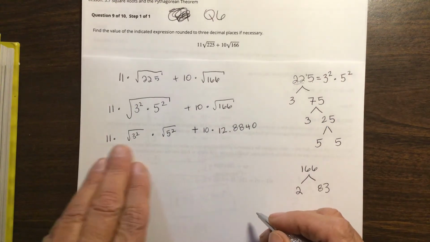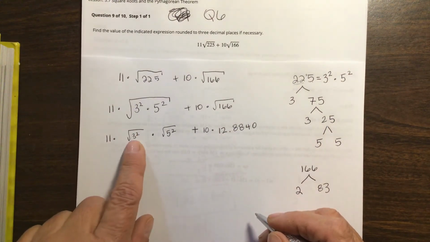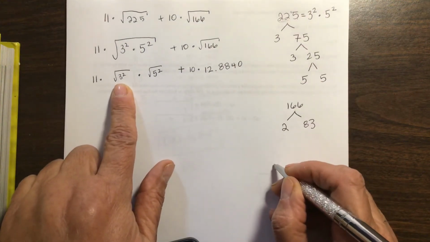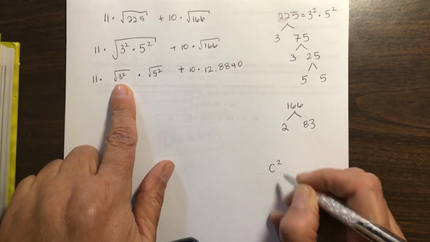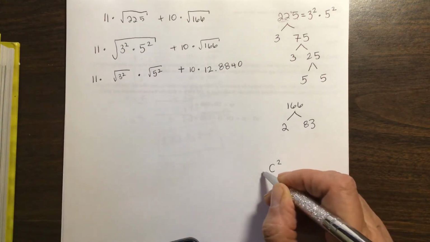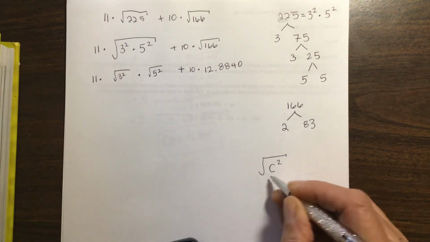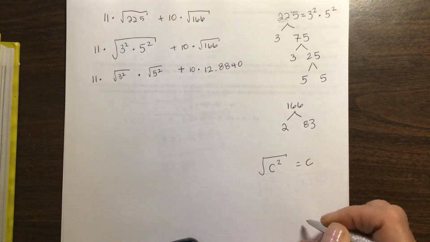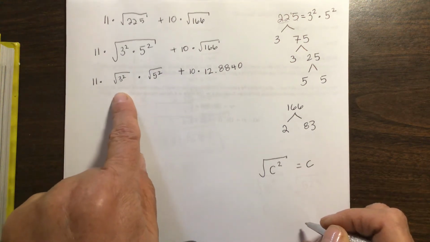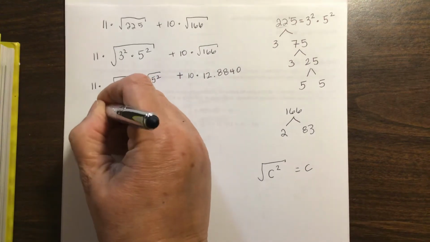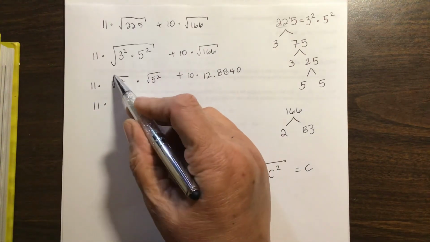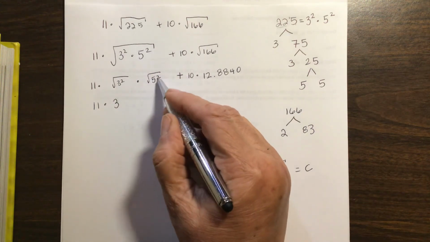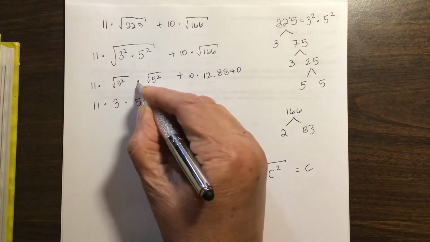okay, now back over here, thinking about when we did Pythagorean theorem and we had something like c squared and we want to know c. So we said, let's take the square root of it. The square root of a number squared is that number. Okay, and that's what's going to happen here. So this is going to be 11 times the square root of 3 squared is 3, and the square root of 5 squared is 5. And we're still going to be multiplying.